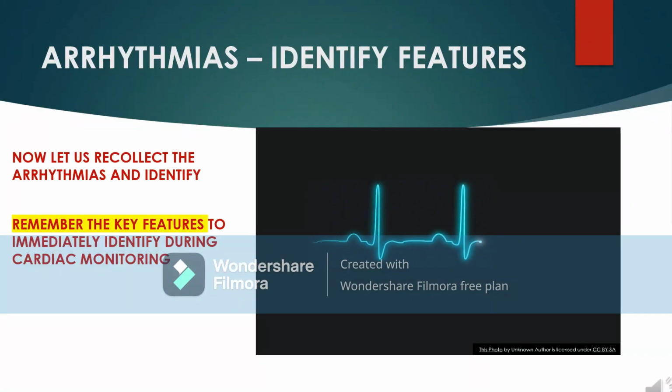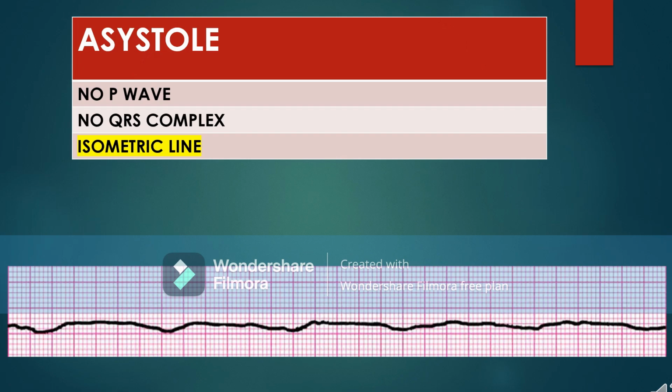Now let us go through the arrhythmias again and try to identify them using the key features and the parameters which we have already learned. Asystole. Here there is no P wave, no QRS complex. There is only one isometric line. This isometric line is the key feature for asystole.